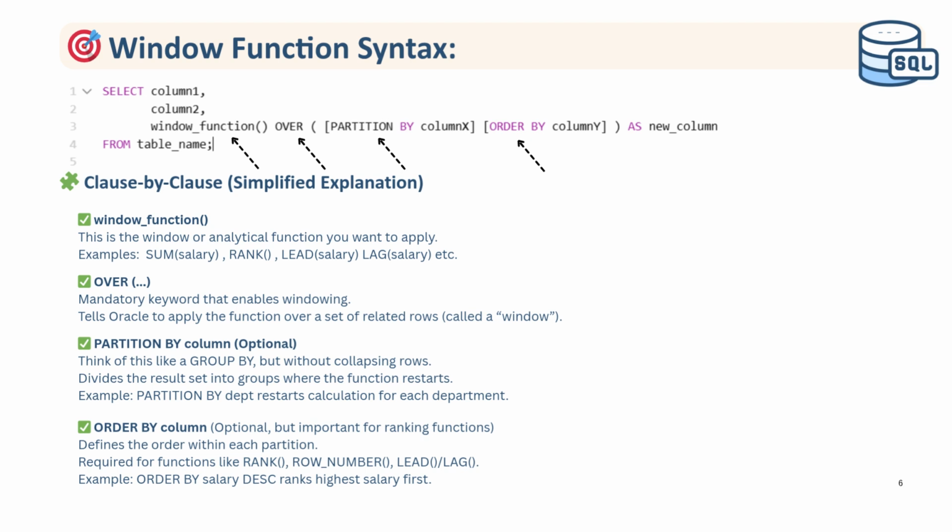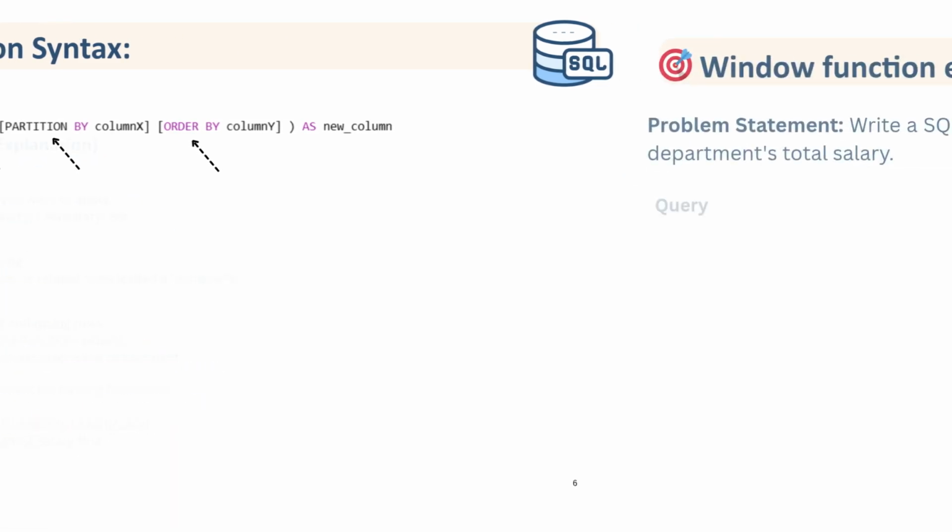Summary. Together, these components let us analyze rows in context, produce aggregates, assign ranks, or look at neighboring rows, all while keeping every row in the result.